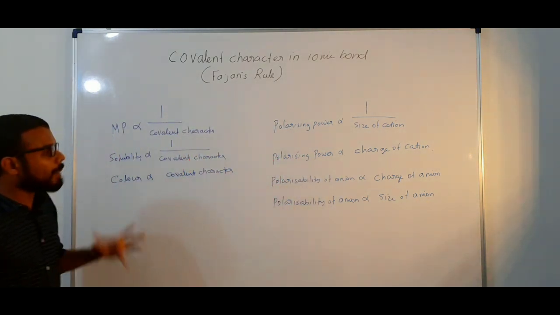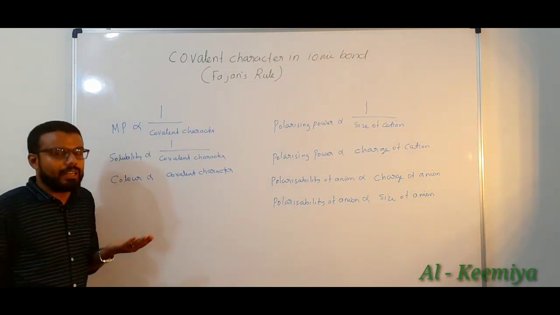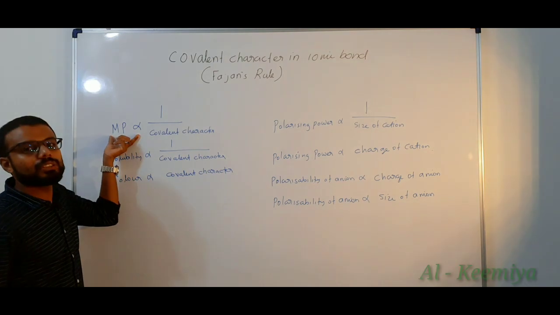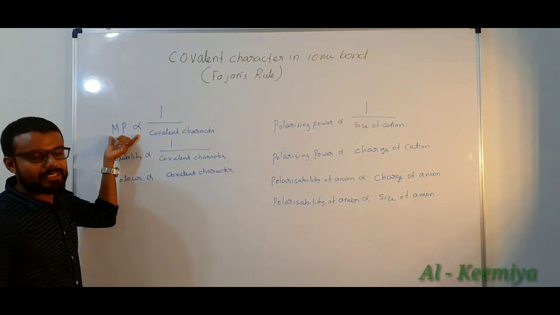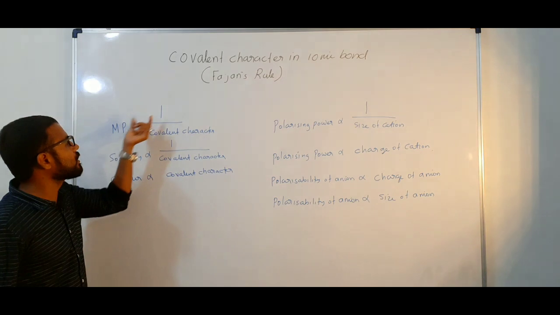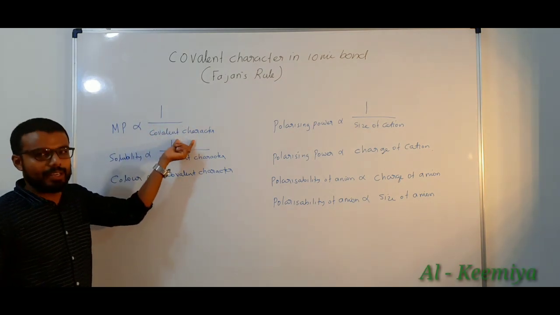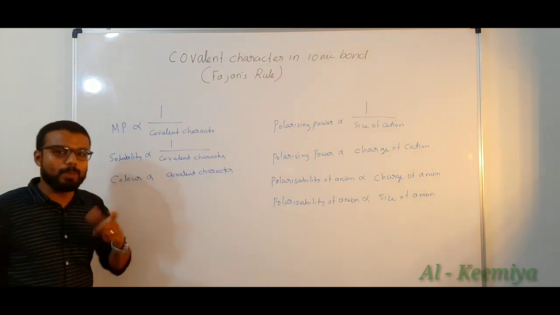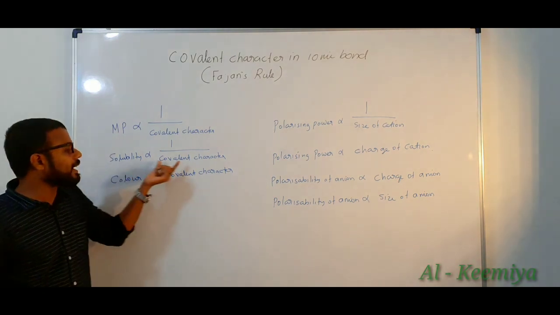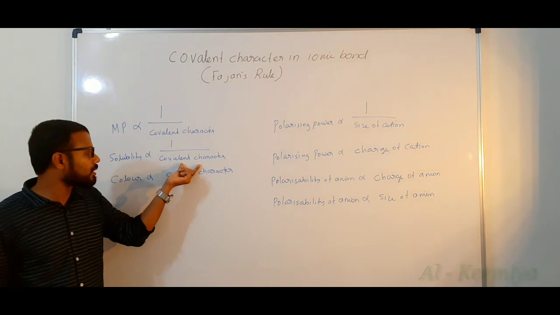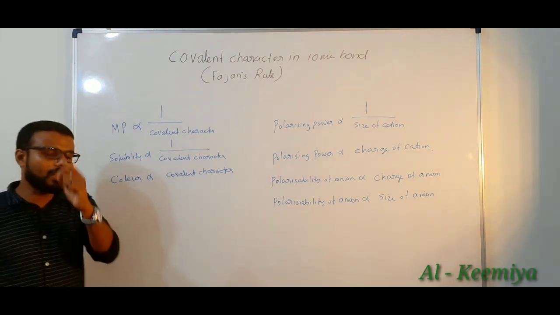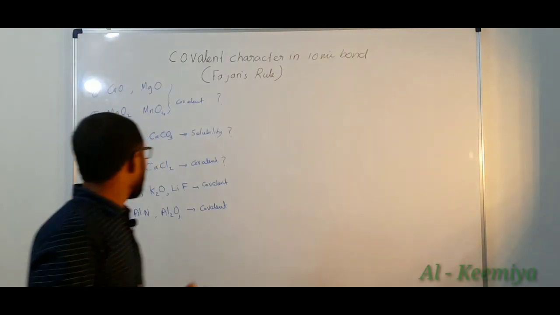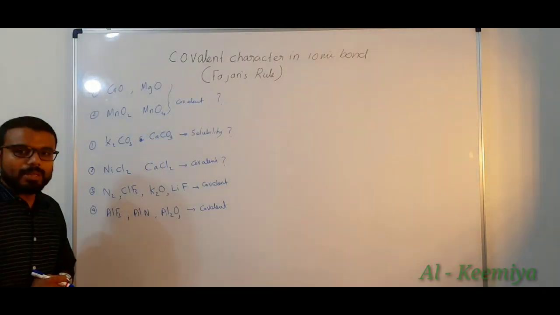Similarly, for melting point, I told you that higher the covalent character, that is, lower the ionic character, the melting point decreases. So melting point is inversely proportional to covalent character. Similarly, higher the covalent character, lower will be the solubility, so solubility is inversely proportional to covalent character. Color imparting nature is directly proportional to covalent character. Next we can do some problems based on this.